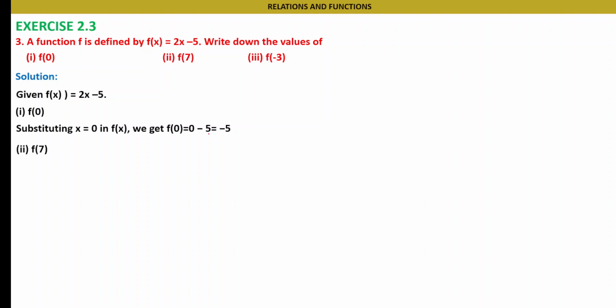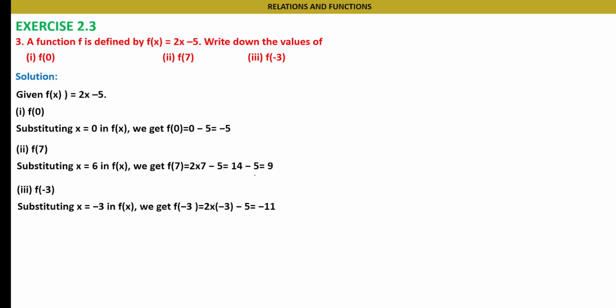F of 7. Substitute x as 7, so 2 sevens are 14. 14 minus 5 is 9. Therefore, f of 7 is 9. F of minus 3. Substituting x as minus 3 in f of x, we get f of minus 3 as 2 into minus 3, which is minus 6. So minus 6 minus 5 is minus 11. Therefore, f of minus 3 is minus 11.